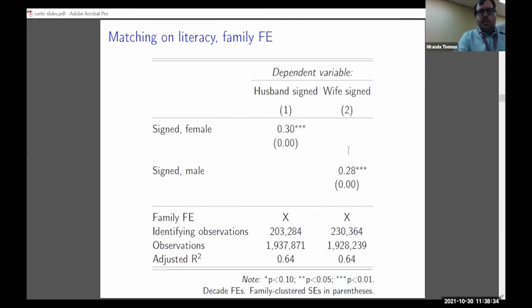So here's the regression. If a woman can sign her name compared to her sister who cannot sign her name, her husband is 30 percentage points more likely to sign his name than the other husband of the sister. And I can do the same thing with men. If a man can sign his name compared to his brother who can't, his wife is 28 percentage points more likely to sign her name.